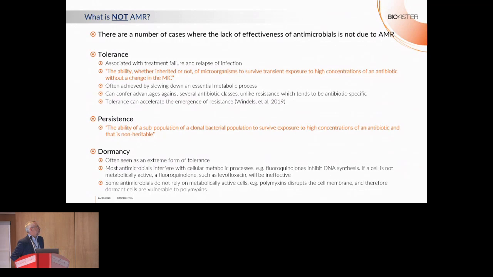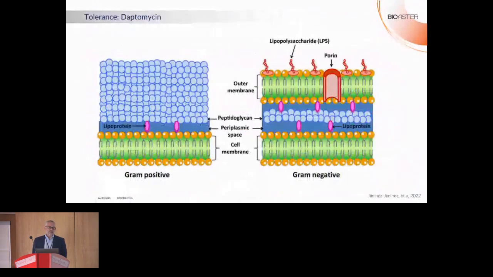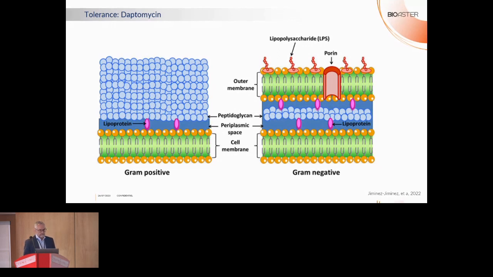This is an example of tolerance. The antibiotic daptomycin is one of the first-line antibiotics used to treat MRSA infections. Methicillin-resistant Staph aureus is still one of the major pathogens there is. Staph aureus is a gram-positive organism, and daptomycin attacks the cell membrane here at the bottom. Gram-negative microorganisms also have a cell membrane. However, they're tolerant of daptomycin because they have an outer membrane. Daptomycin cannot penetrate the outer membrane. So that's the key difference.